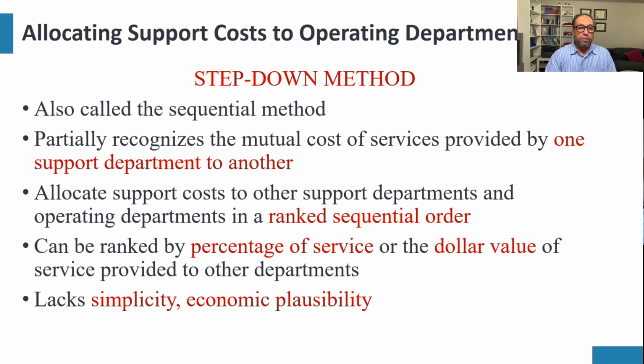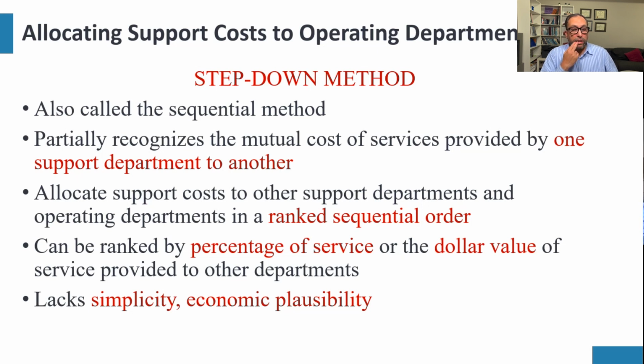The other method is the step down method, also called the sequential method, in which we make one department primary, and then we distribute the cost of this department to other departments, stepwise. In the first step, we divide the cost of one supporting department among all other departments, including the other supporting department, and then finally we take the second service department's cost and distribute it among the operating departments. So this is what we call the step down method.